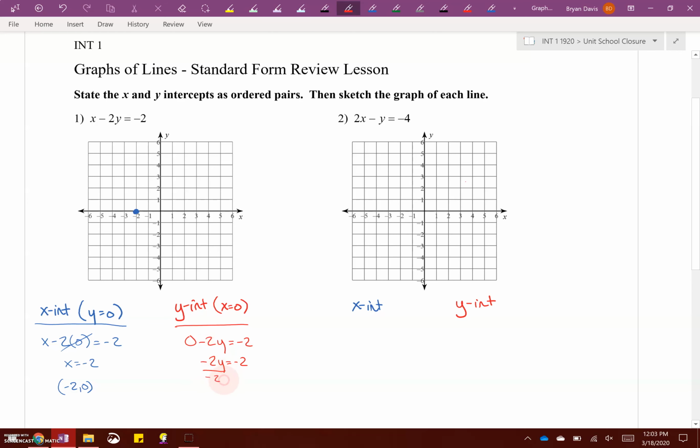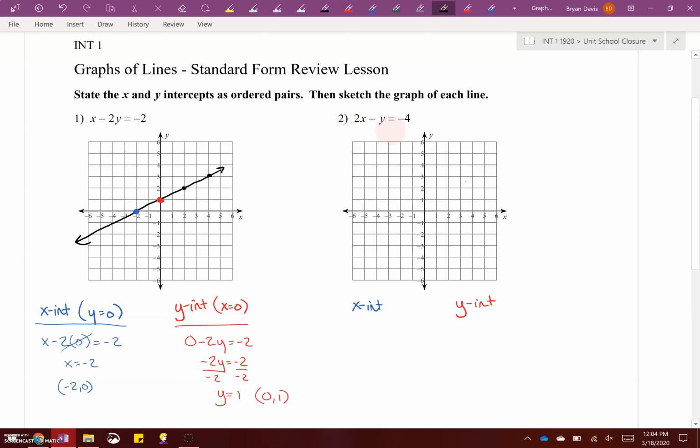I'm going to divide both sides by -2. I get y equals 1. I know that my ordered pair is going to be (0, 1). I'm going to plot that point. And now I've stated the x and y intercepts as ordered pairs, then I get to sketch the graph. I've got my x and y intercepts. I'm just going to continue on. Notice I go up 1 over 2, up 1 over 2. I can tell right away that the slope is 1/2. Not being asked for here, but if I wanted to, I could.